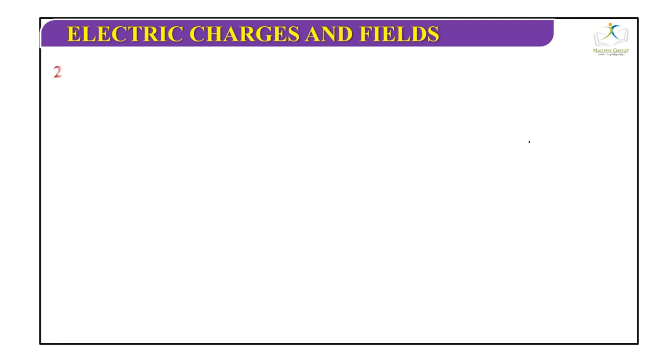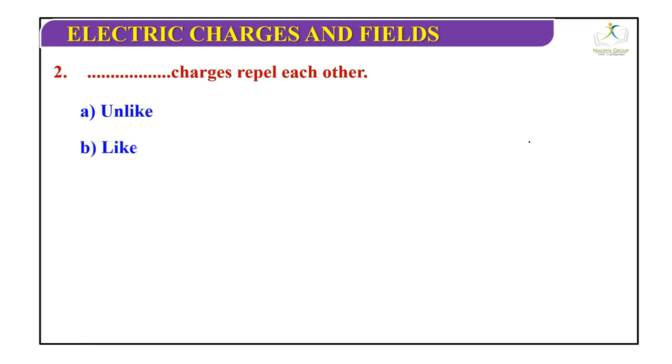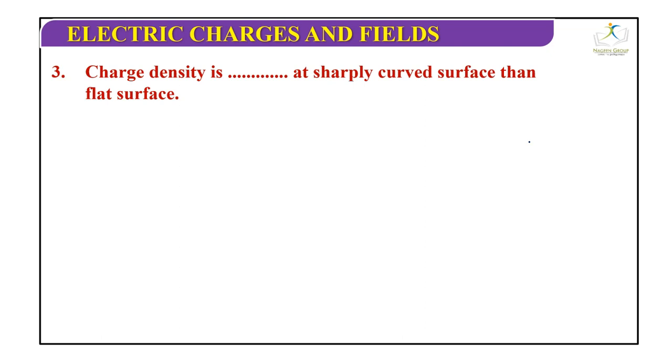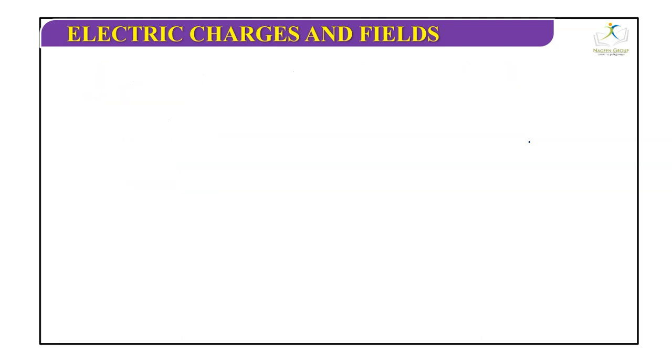Moving ahead with the next question. Which charges repel each other? Unlike charges, like charges, dissimilar charges, both A and C. The correct answer for this question is that like charges repel each other. The third question: charge density is dash at a sharply curved surface than a flat surface: minimum, same, maximum or zero. The correct answer for this question is maximum.